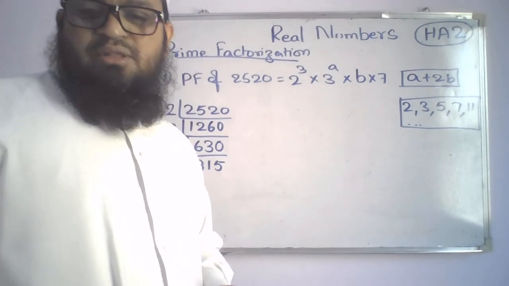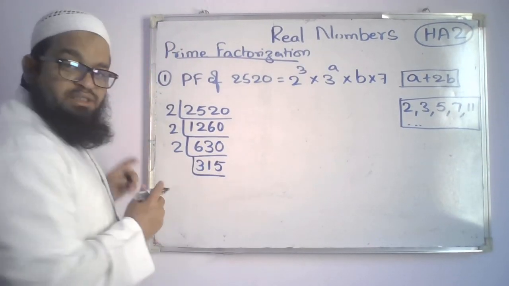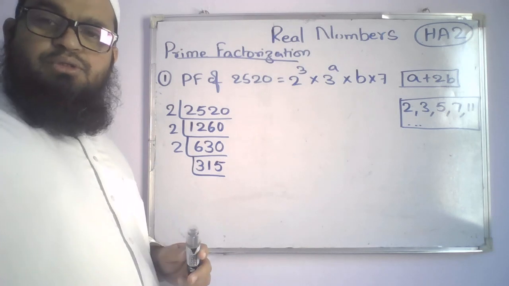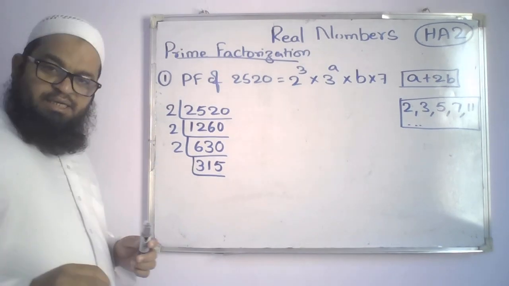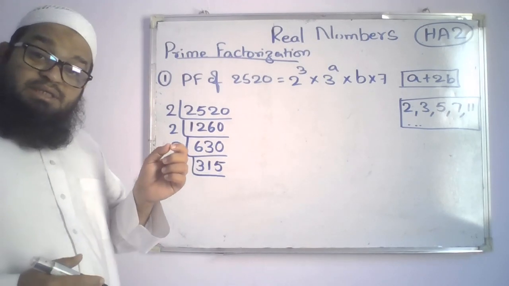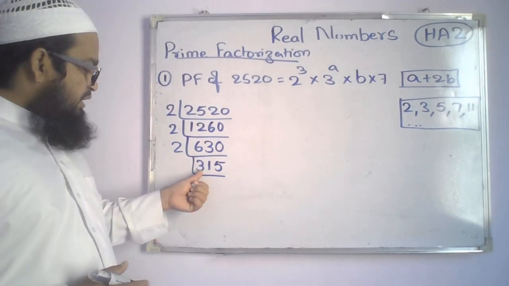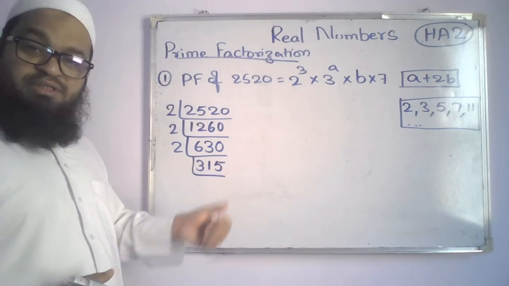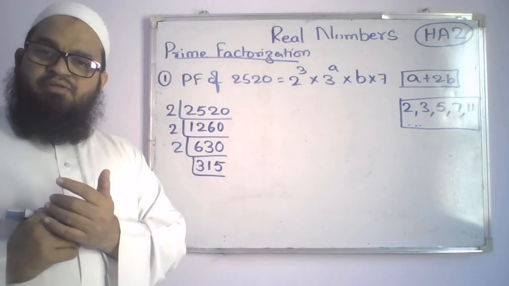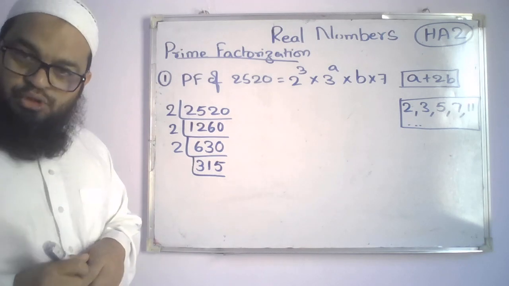Let us see with 3. What is the divisibility test of 3? The divisibility test of 3 is that the sum of the digits should be divisible by 3. What is the sum of the digits? 3 plus 1 is 4. 4 plus 5 is 9. Is 9 divisible by 3? Yes, sir. So therefore 315 is also divisible.